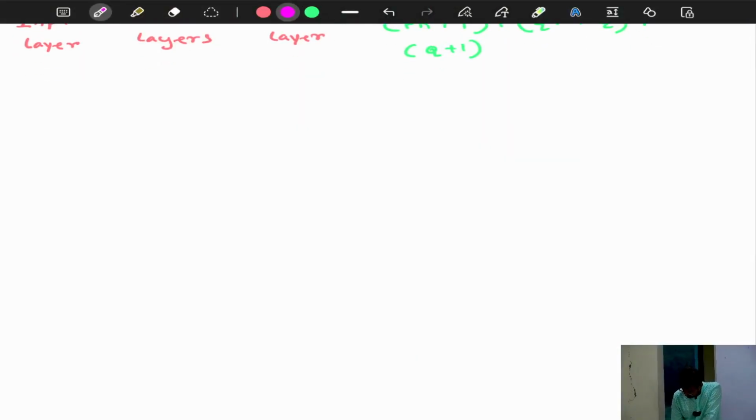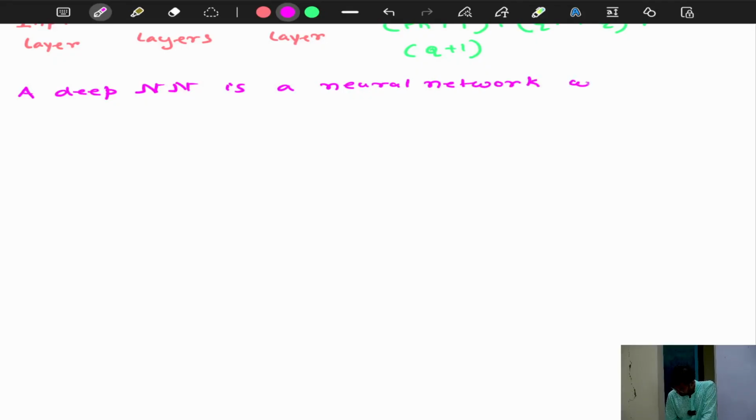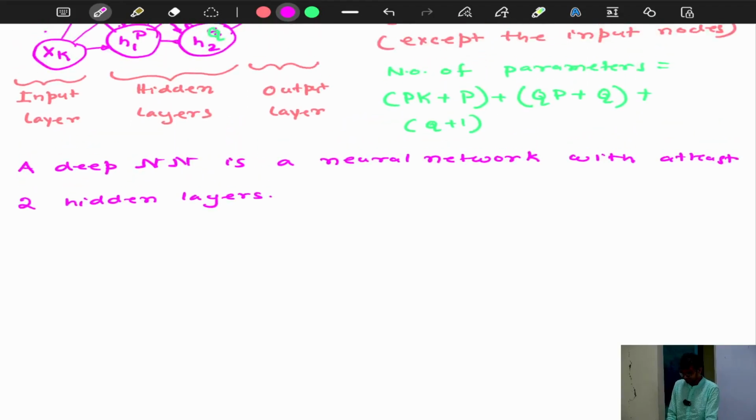So a deep neural network is a neural network with at least two hidden layers. Not two layers, two hidden layers. That's a distinction you should make. If it has two layers, that is input and output, that is any model. Any supervised learning model has an input and output. So two hidden layers, not two layers.